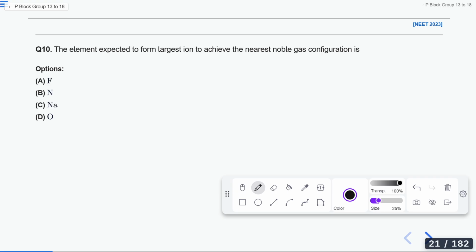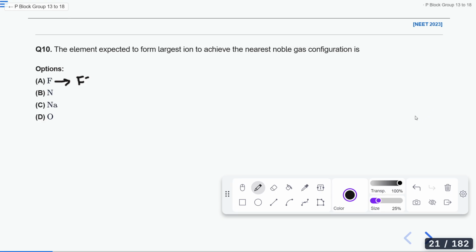So Shashi is telling that A will be the correct answer. Badr is telling A will be the correct answer. Sangvi is telling nitrogen. Saksham is telling B. Okay, let us see how we'll do it. First of all, the number of electrons in fluorine is one less than the noble gas. So after attaining one electron, it will become F minus.